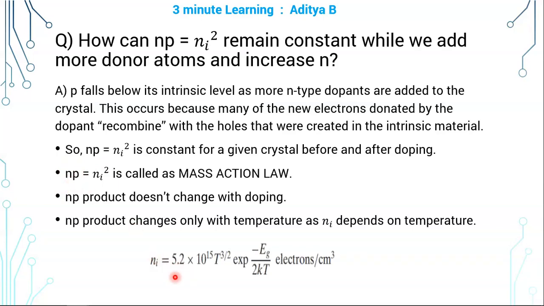So the ni equation is given by this relation. ni is proportional to T power 3 by 2, or ni square is proportional to T cube. This relation gives the dependence of energy band gap and temperature, showing how the intrinsic concentration ni depends on the temperature and energy band gap.